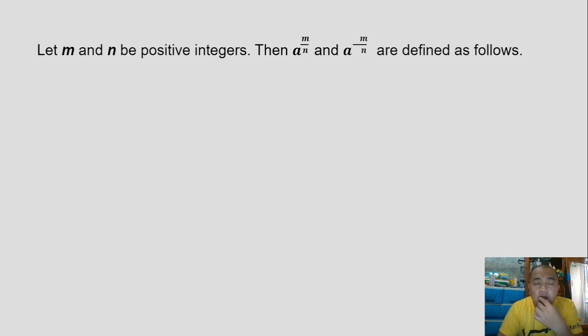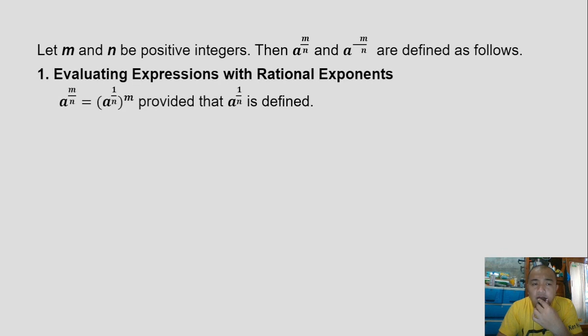Let m and n be positive integers. Then a raised to m over n and a raised to negative m over n are defined as follows. First, evaluating expressions with rational exponents. a raised to m over n is equal to a raised to 1 over n, raised to the m power, provided that a raised to 1 over n is defined.